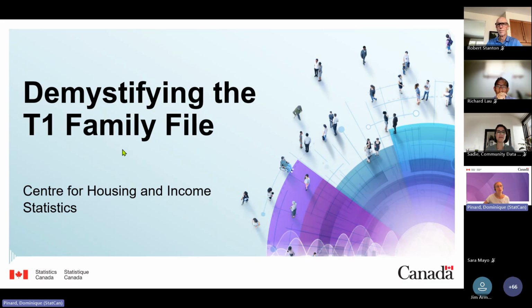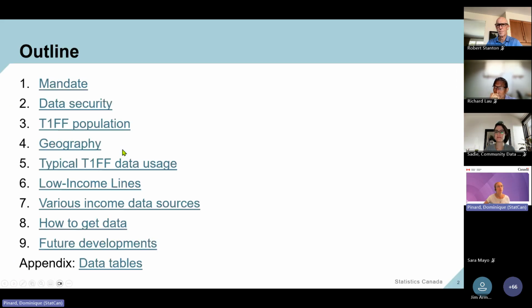So today we'll start with a little bit of background information about the TIFF that includes a few points about data security, which is very important at Statistics Canada. The main aspects of the TIFF that will be covered are the population of interest and the geographical attributes available on the file, the content and usage of that database, including low-income lines, which is something that users are very fond of. Also cover other income data sources available at Statistics Canada to help you choose the best source of information when it comes time to do that.